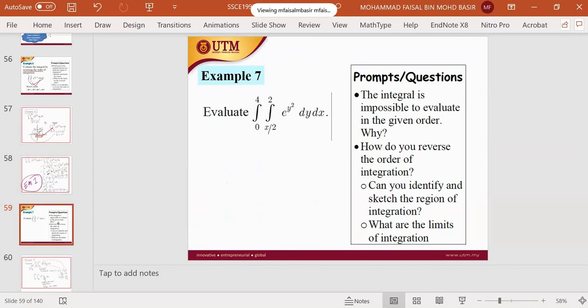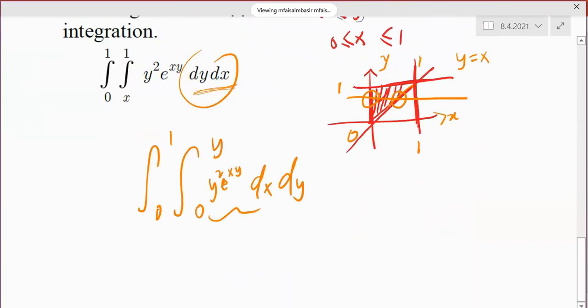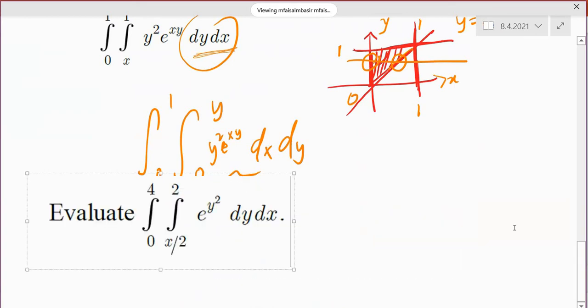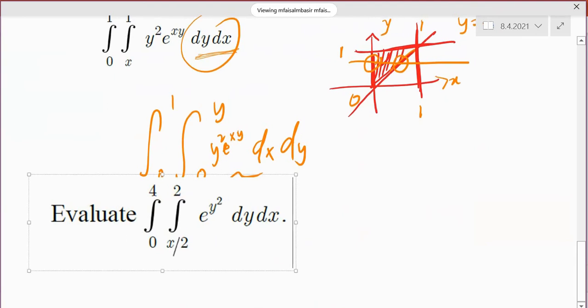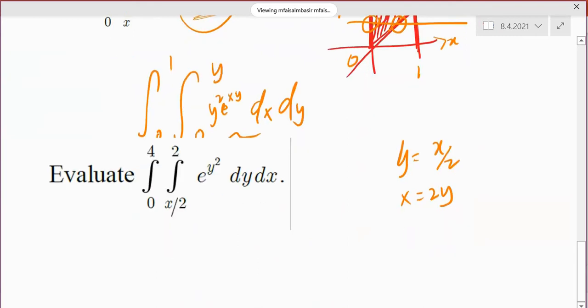Okay, for this, it is easy to integrate dy dx, the integration of e to the y squared with respect to dy. Is it easy? How do you feel? Do you feel easy to integrate directly? All right. So that's why you have to reverse the order. So that's why you have to sketch first. So your y is x over 2, which means your x equals 2y.